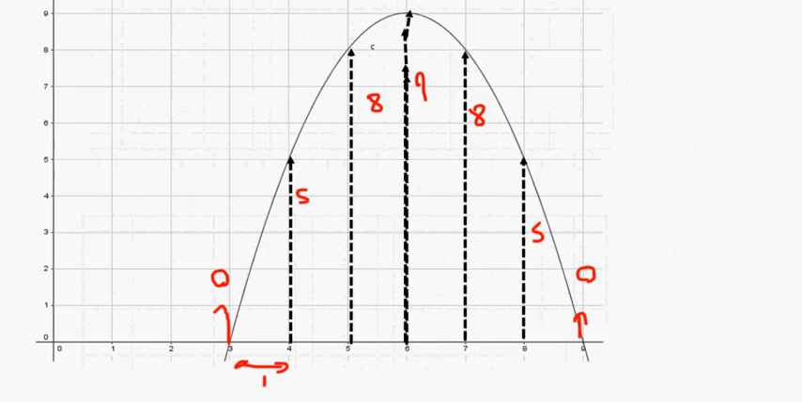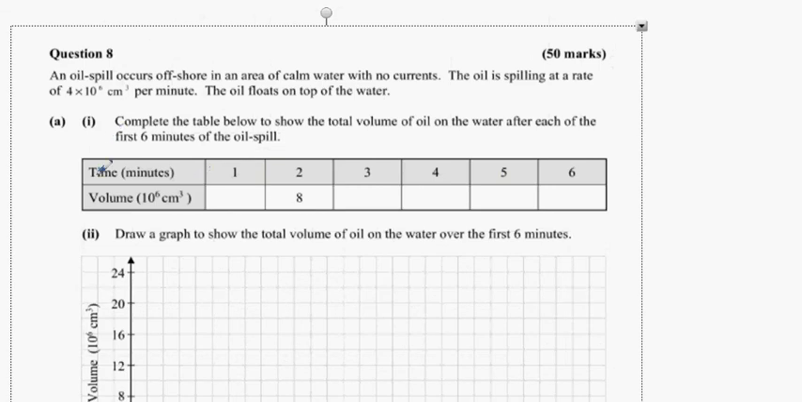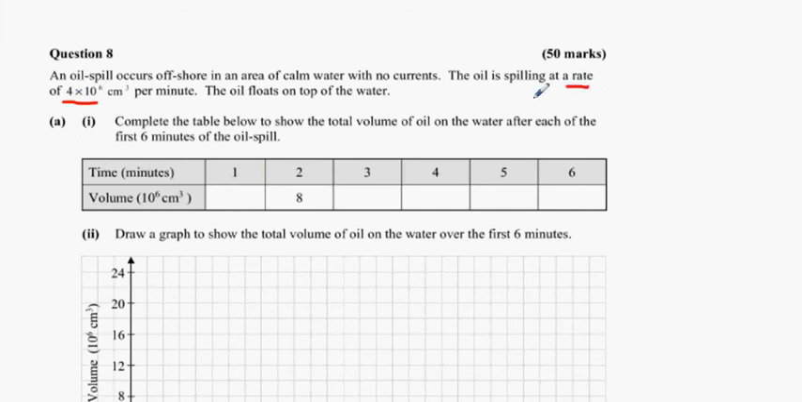The question after that is: an oil spill occurs offshore in an area of calm water with no currents. The word rate again usually refers to differentiation. The oil floats on top of the water. Complete the table to show the volume of oil on the water after each of the first 6 minutes of the oil spill.